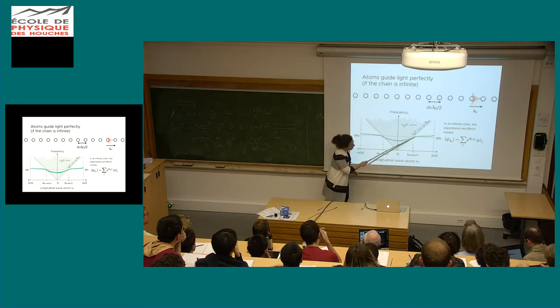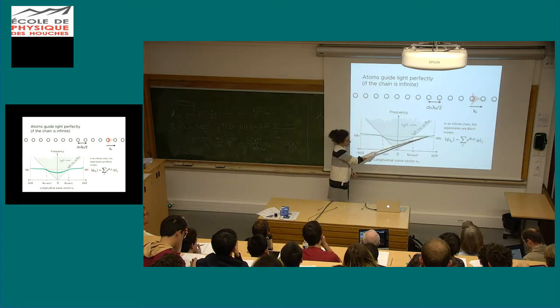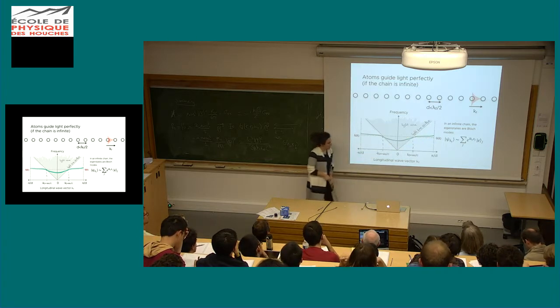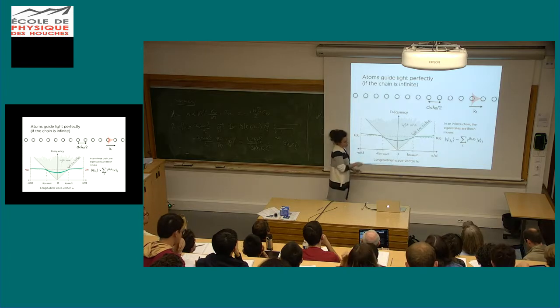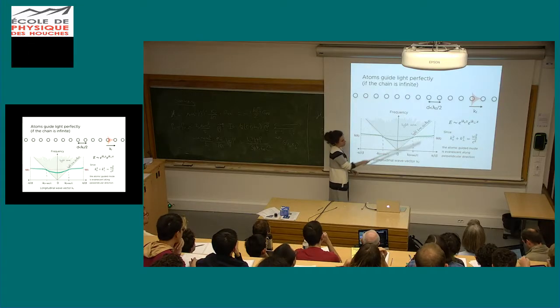Then here I have a region where the dispersion relation lies beyond the light line. It means that these wave vectors are too large for any photon in free space to have. So they have to be the subradiant modes.